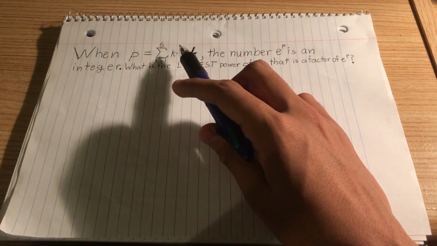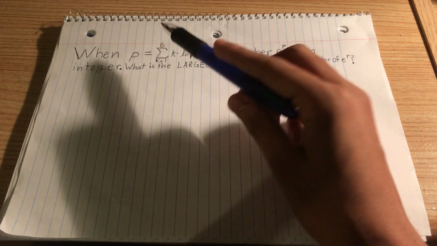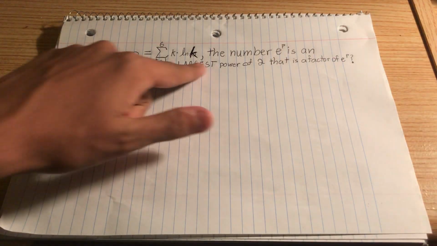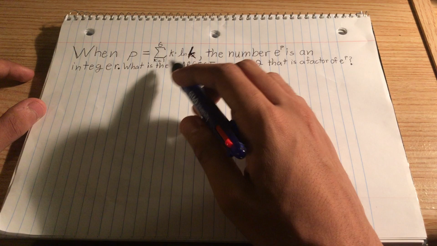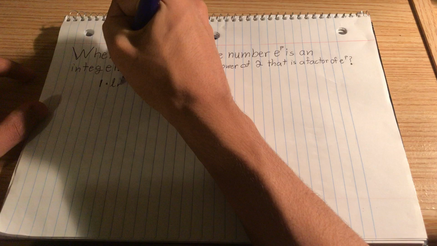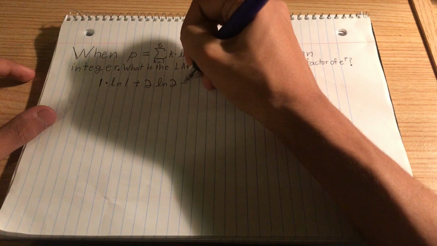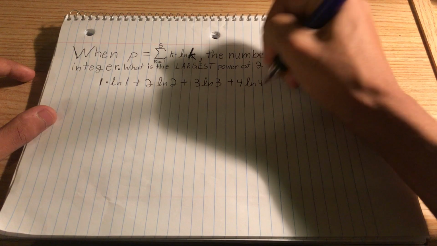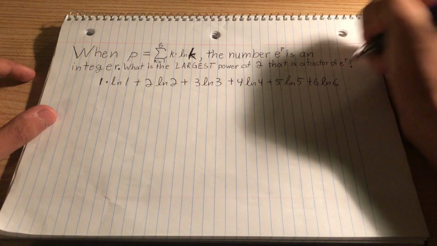The easiest part about this question is that the sum doesn't go from 1 to 100. It just goes from 1 to 6. So all we have to do is list out the whole sum. It's 1 times ln of 1 plus 2 times ln of 2 plus 3 times ln of 3 plus 4 times ln of 4 plus 5 times ln of 5 plus 6 times ln of 6.